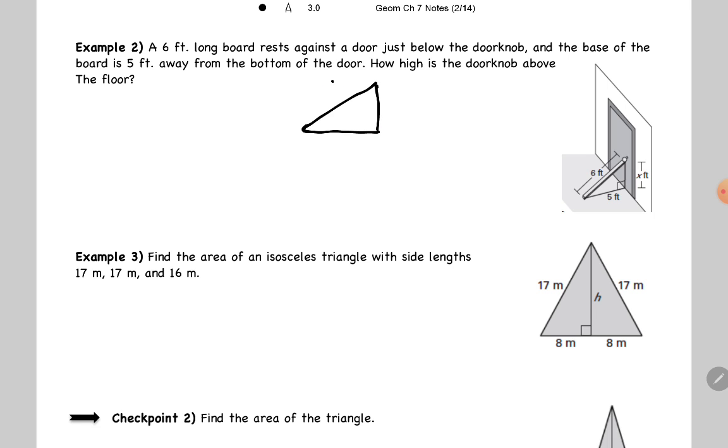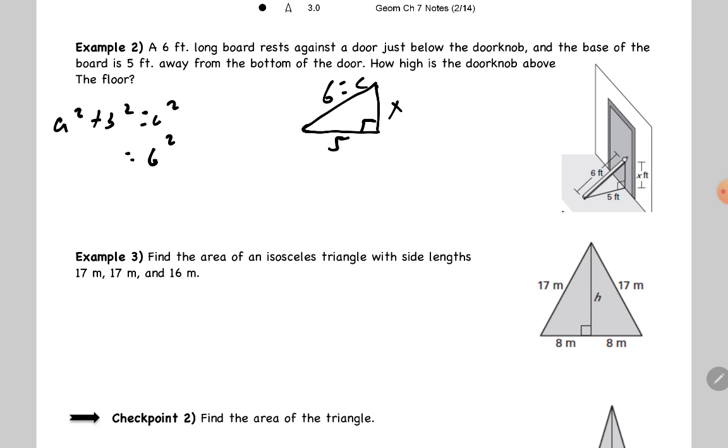And our hypotenuse this time, opposite of the right angle, the longest side, is 6. And then we have a base of 5, and we're wondering how tall this doorknob is. Okay, so we're still going to do a squared plus b squared equals c squared. Our longest side is c, opposite of the right angle, so this is 6 squared.